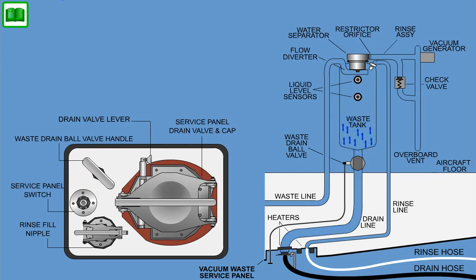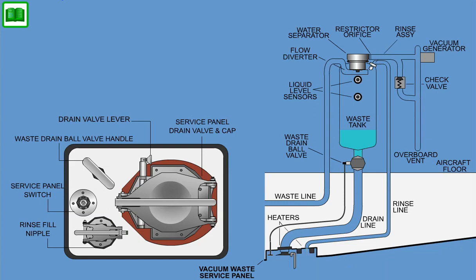After the waste tank is drained, start the rinse fluid supply and rinse the tank for a minimum of 2 minutes. Push the drain cable handle to close the ball valve. Pre-charge the tank with 6 to 8 liters of rinse fluid. Turn off the rinse fluid supply. Disconnect drain and rinse hoses. Close the drain valve cap and rinse nipple cap. Clean the surface of the panel to remove spillages. Close and latch the service panel door.